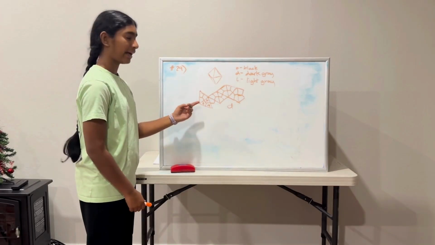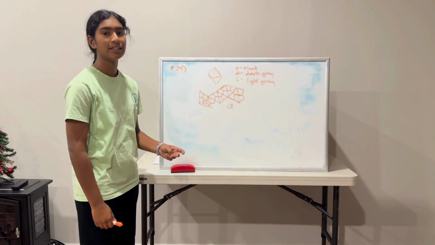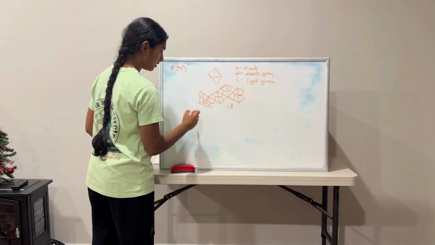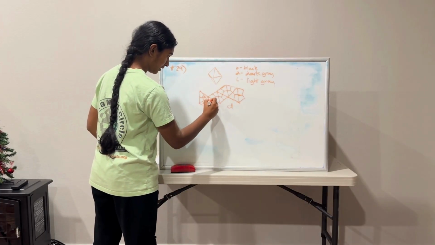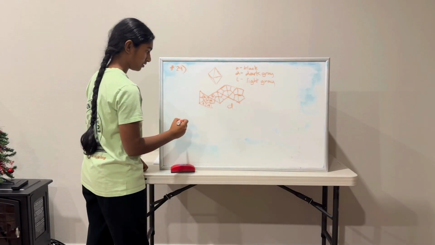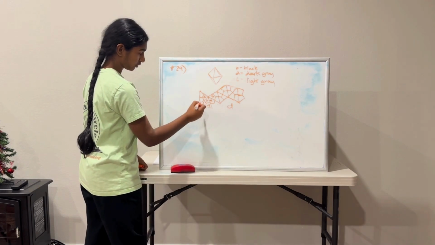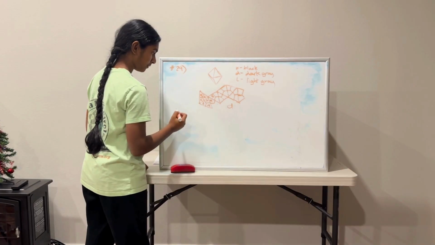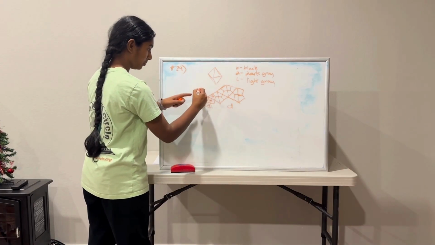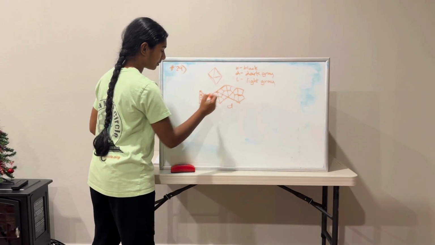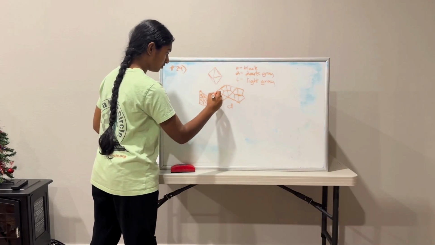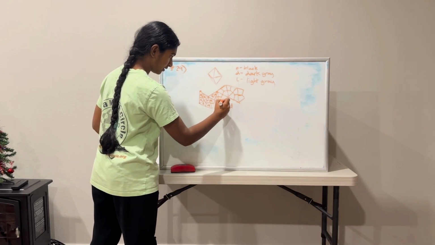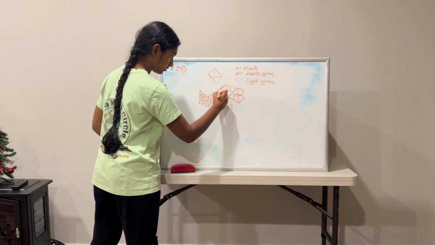So B is black, L is light gray, and D is dark gray. And since this is a vertex, this would also be black, and so would this, and so would this. And since this is also a vertex when folded up, this is light gray, which means this can only be dark gray. And now when we fold this up, this vertex would be the same as this vertex. So this is also dark gray.